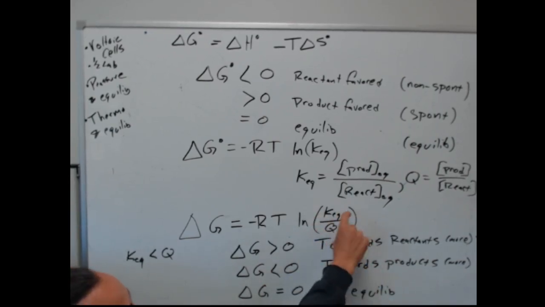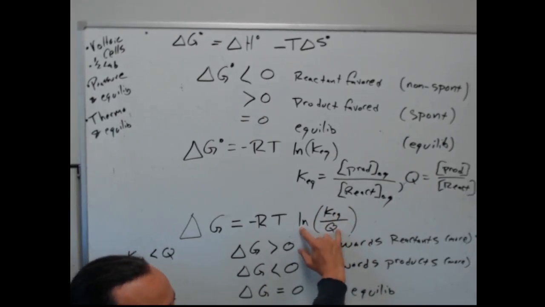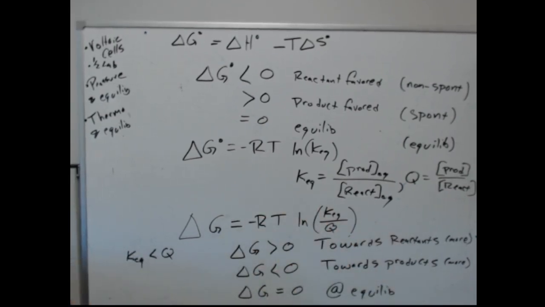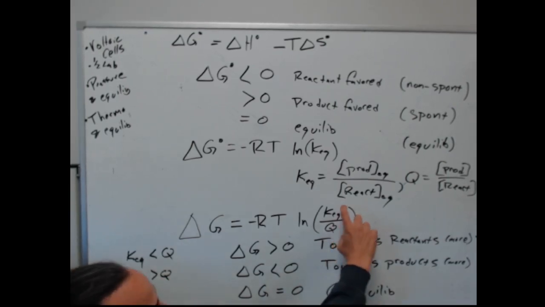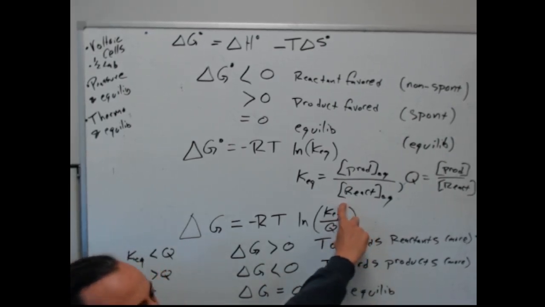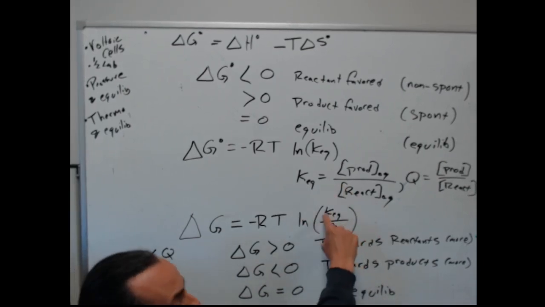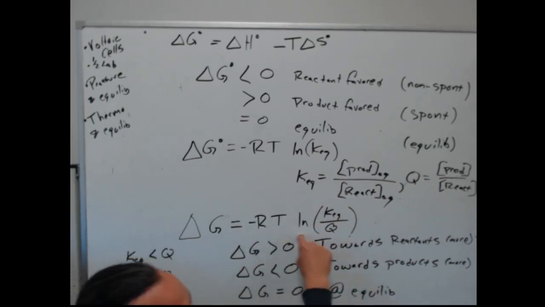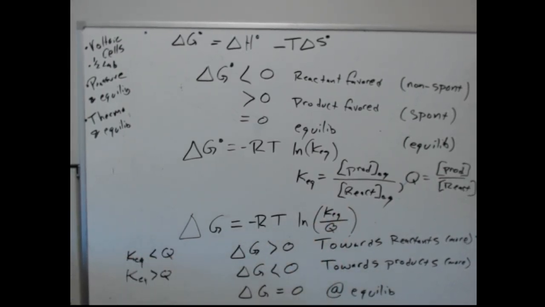This is going to be a number less than 1. The natural log of something like 0.1 is going to be a negative number. Delta G is going to end up positive, right? If KEQ is greater than Q, then this is going to be like 1,000, 10,000, 100,000. It's going to be a number greater than 1. Natural log of that's going to be a positive value times the negative. Delta G is going to be negative overall.